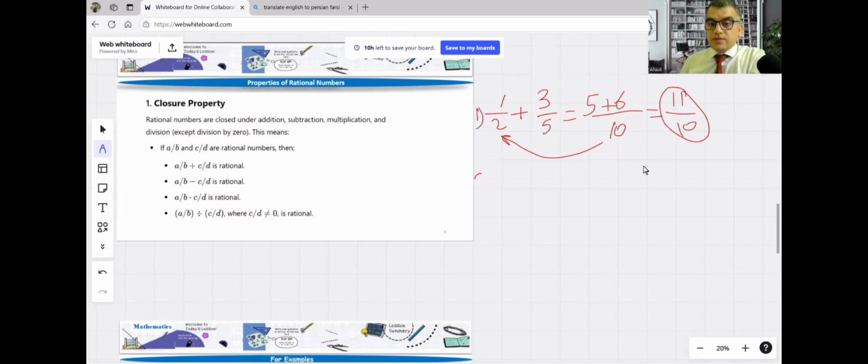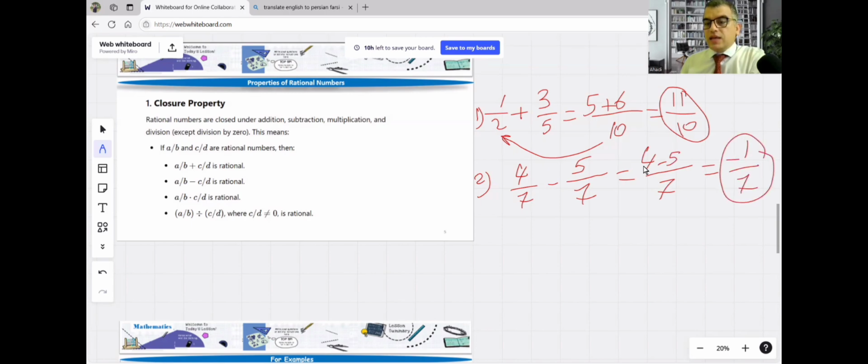The second example, we can write, for example, 4 by 7 minus 5 by 7. We know that for the same denominators, we keep one of them and we do 4 minus 5. It is equal to minus 1 by 7. See, again we got a rational number. So that is why we say rational numbers are closed under subtraction.